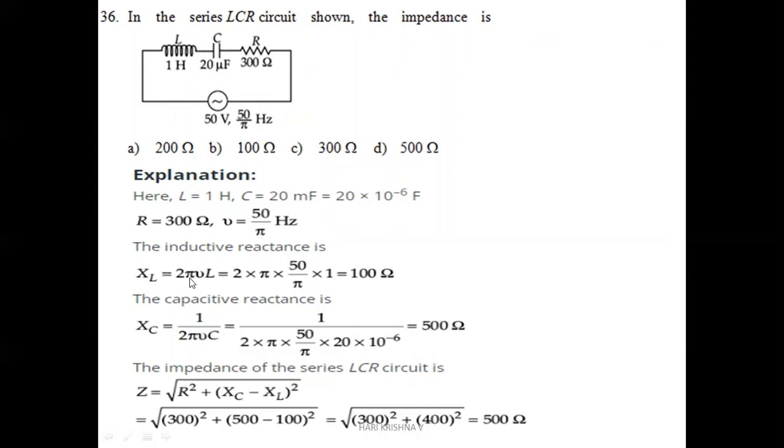So to get XL, omega L. They have not given the omega value; in place of that they give frequency. So we can substitute 2 pi nu L. Nu is the symbol of frequency. So 2 into pi into 50 by pi into 1, you get 100. In the same way for capacitive reactance, XC is equal to 1 by omega C. You get 500 ohms. Impedance formula, Z is equal to root of R square plus XC minus XL the whole square. So we get it as 500 ohms. Clear?